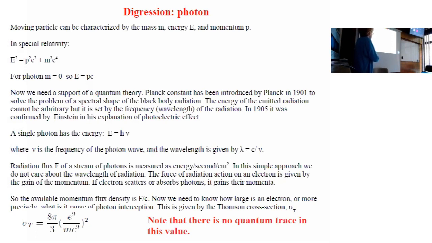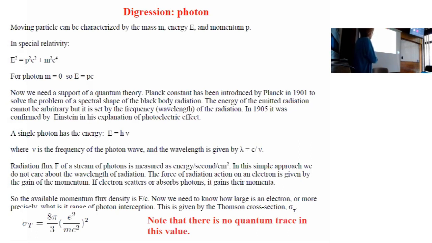So we can say that the force of radiation, which we look for, is given by the gain of momentum. So if an electron scatters or absorbs photons, the electron gains momentum. Because we have this relation between the momentum and energy, to get the momentum, we have to divide the energy by the light speed. So we have to divide the flux by the light speed. So this will be the momentum rate per unit surface.